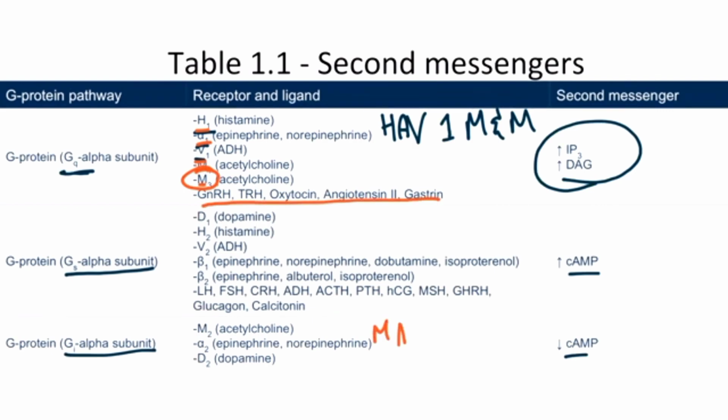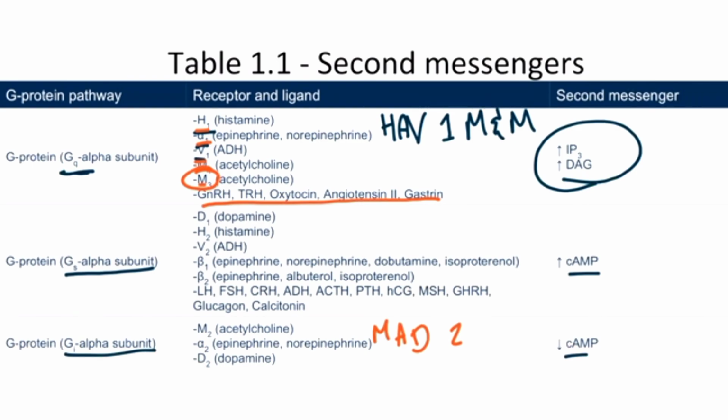Students also use the mnemonic MAD2s to remember the GI alpha subunit pathway. By using these mnemonics, you can get most questions right by process of elimination and deduce what receptors use the GS alpha subunit pathway.